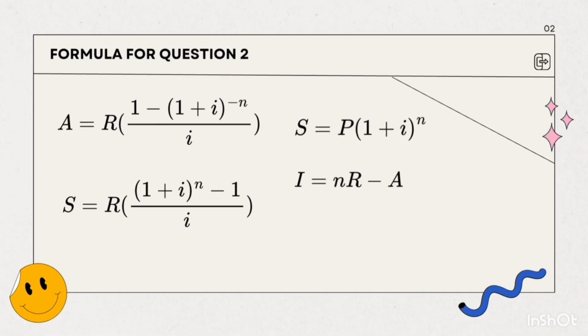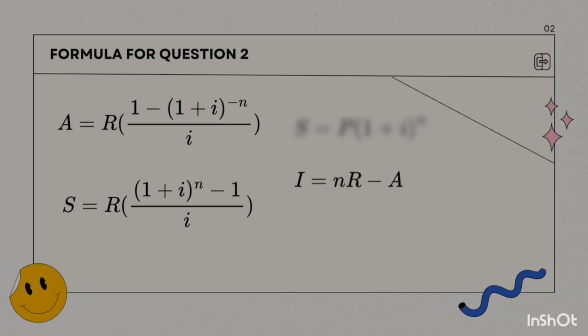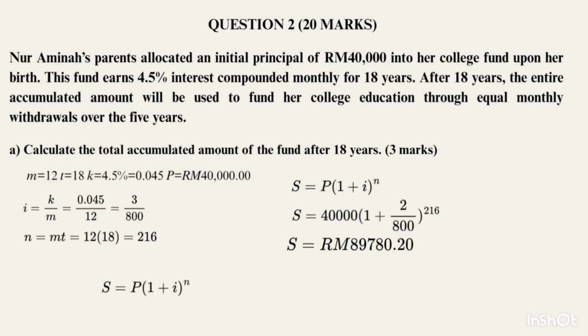To solve this question, we will be using this formula. Question number 2. Nur Amina's parents allocate an initial principal of 40,000 ringgit into her college fund upon her birth. This fund earns 4.5% interest compounded monthly for 18 years. After 18 years, the entire accumulated amount will be used to fund her college education through equal monthly withdrawals over the 5 years.